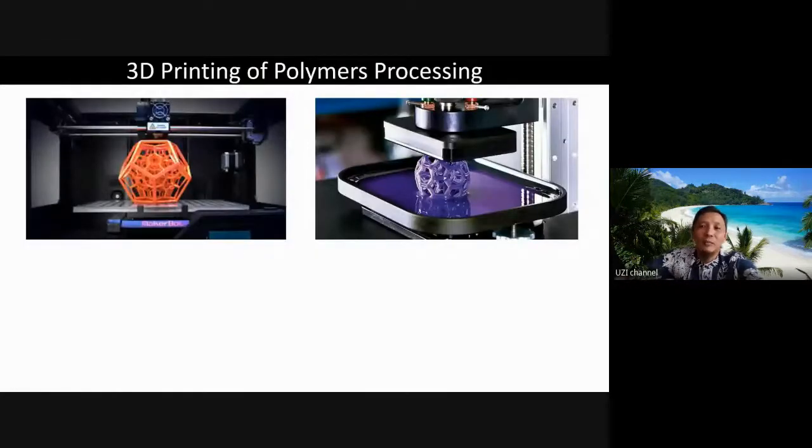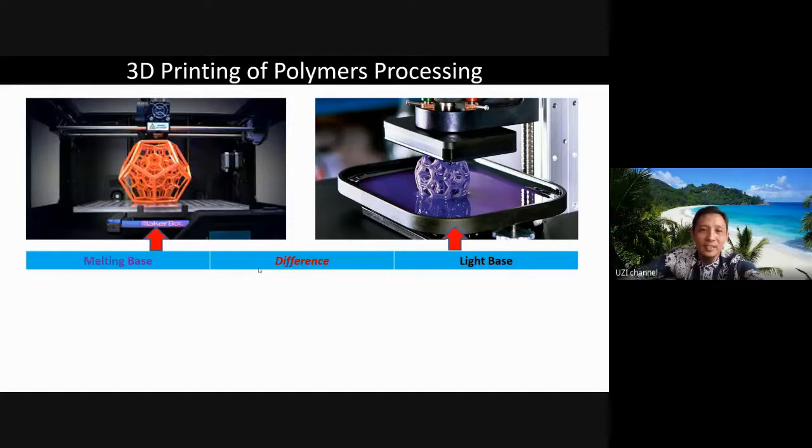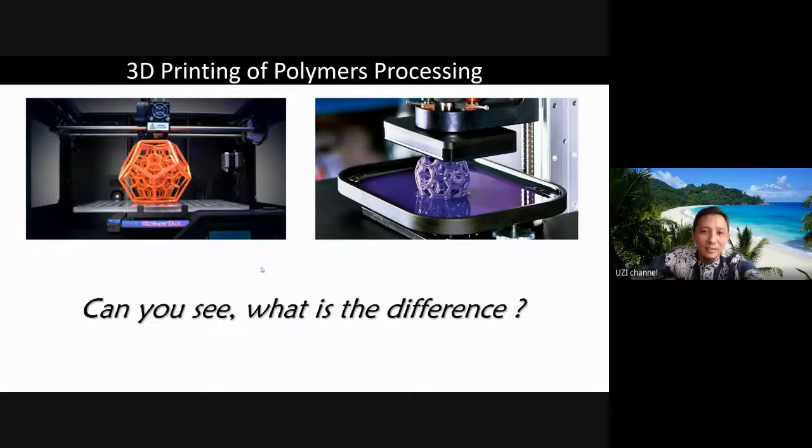Okay, this is the last process. It's the most modern process of polymer processing, 3D printing. I have a question for you, students. Can you see what is the difference between the left side and right side image?